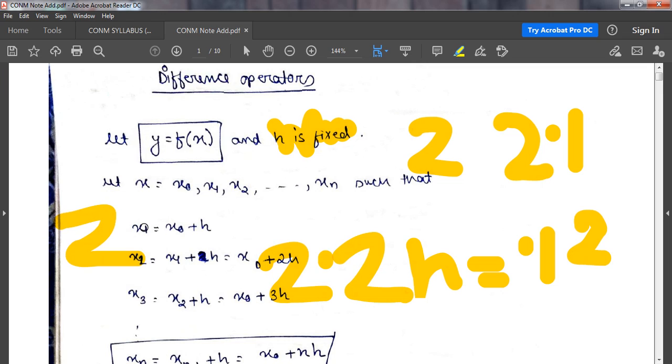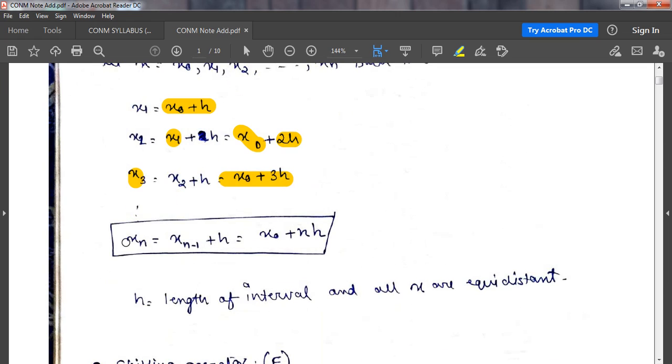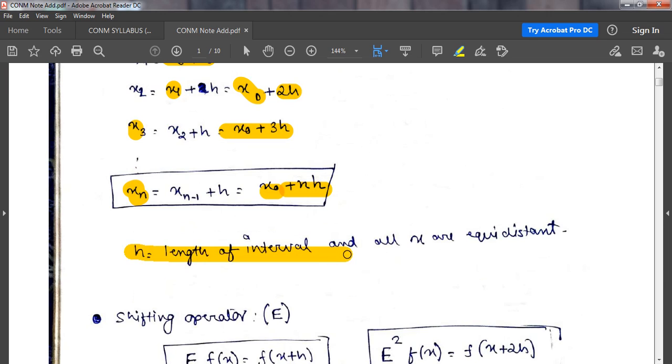What is the next value after that? It is 2.3. That's the reason we have mentioned here that x1 is equal to x0 plus h, x2 is equal to x1 plus h, and x1 is x0 plus h, so x2 is basically x0 plus 2h. Similarly, x3 is equal to x0 plus 3h. So we can make a general equation as xn is equal to x0 plus nh. If it is 3, then 3, if it is 2, then 2. Similarly, my h is of equal interval.